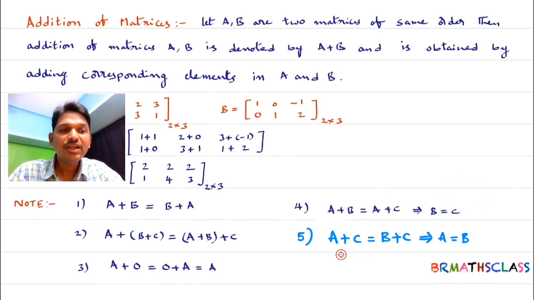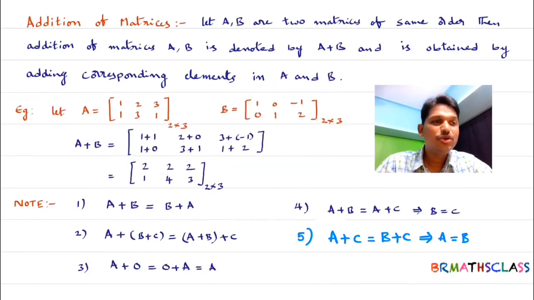Now, similarly, A plus C equal to B plus C. You observe your right hand side, same matrix is there. So, right cancellation law also holds good. What I can write? I can write A equal to B. So, that is all about addition of matrices.